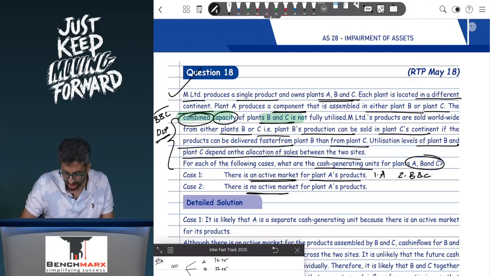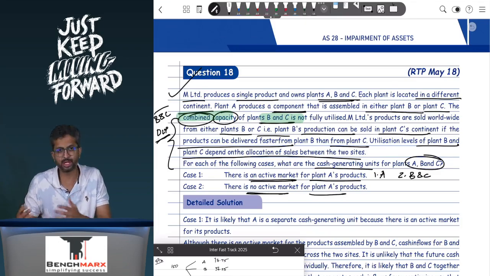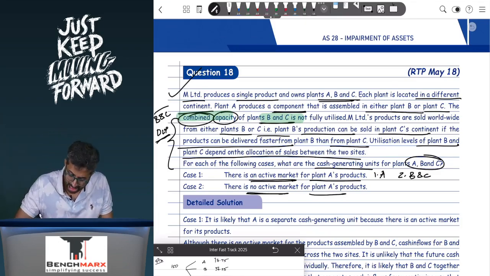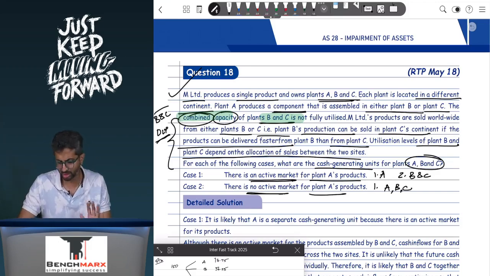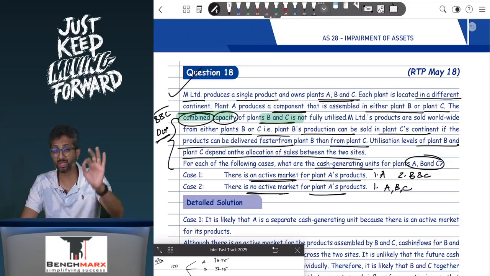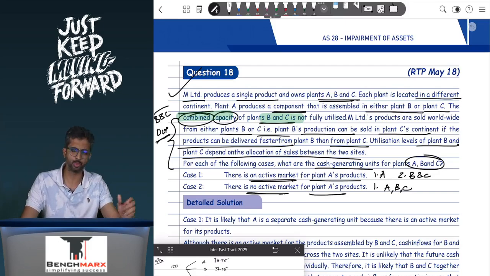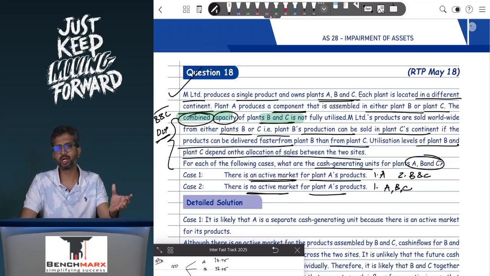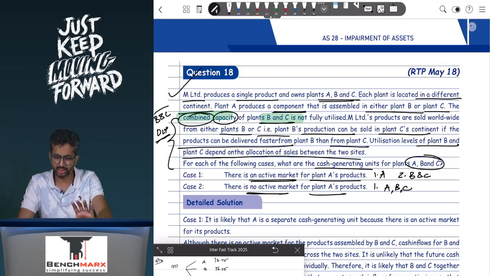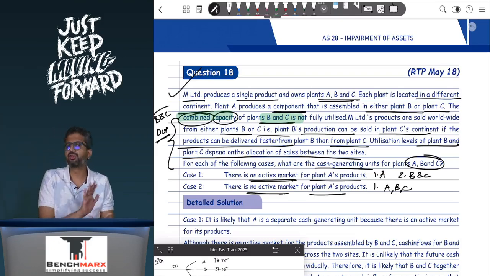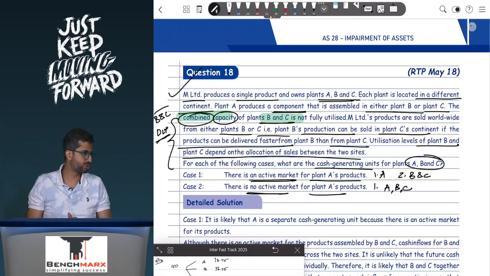But if there is no active market for A's products, then A is dependent on B and C are also dependent on A, and hence there is a single CGU comprising A, B and C together. So basically, from an exam perspective or an MCQ perspective, just in case this crops up, one can say that if there is an active market, then A itself can be a CGU. If there is no active market, A is dependent on B and C are also dependent on A, and hence there is a single CGU.